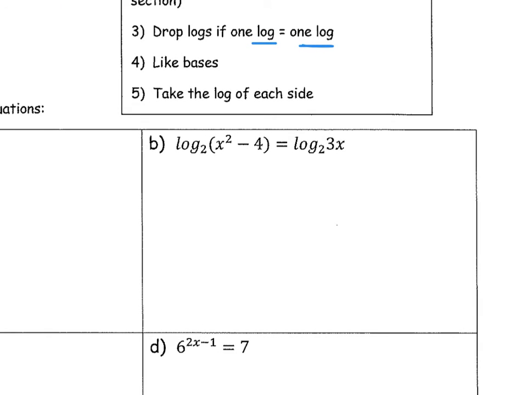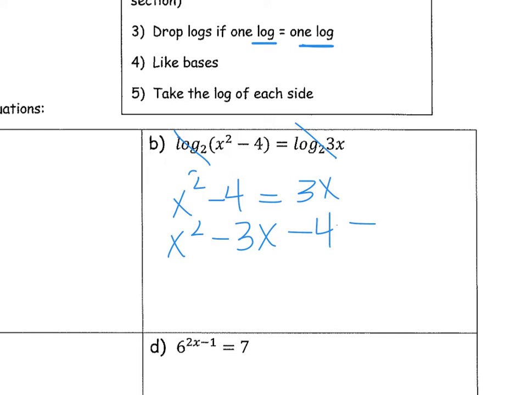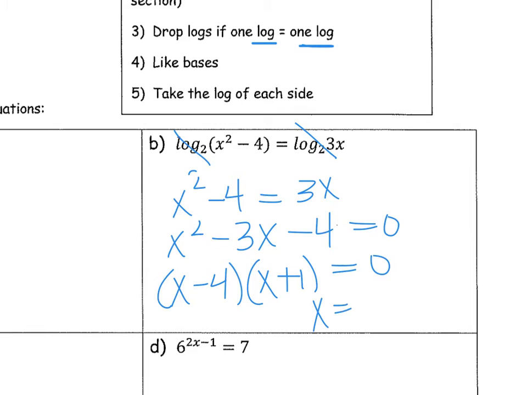If you notice here, we have the log of base 2 on the left and log of base 2 on the right. So we have 1 on each side. Therefore, we can drop them. And we get the quadratic x squared minus 4 equals 3x. So set it equal to 0 since it's a quadratic. Factor, so you get x minus 4 and x plus 1. Set each factor equal to 0 and solve. We get 4 and negative 1.